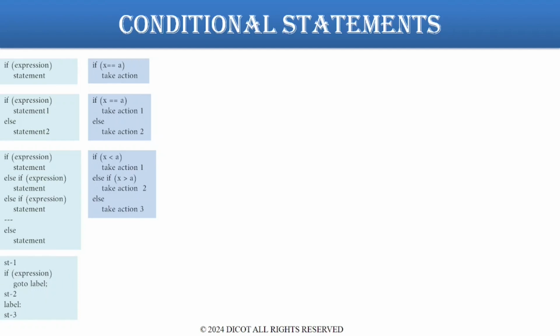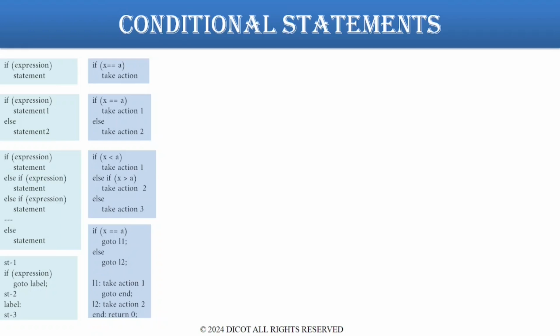If x is equal to a, transfer control to label 1. If x is not equal to a, transfer control to label 2. Take action 1 at label 1. Take action 2 at label 2. After completing action 1, to skip action 2, goto is used once again to transfer control to the end label. This is a simple example of how to use a goto statement in a C program.